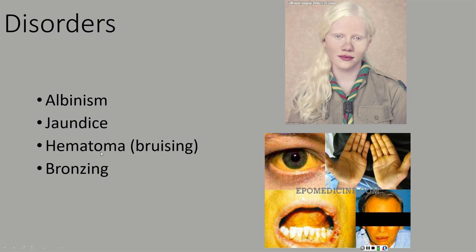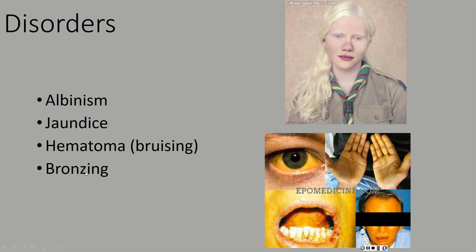Next, hematoma. That's just the term for a bruise. A bruise or a hematoma is what happens when you damage a blood vessel and you start to bleed, but you have not damaged the skin, so that you have not broken the skin. You're not bleeding onto the surface of your skin. You're bleeding underneath your skin.